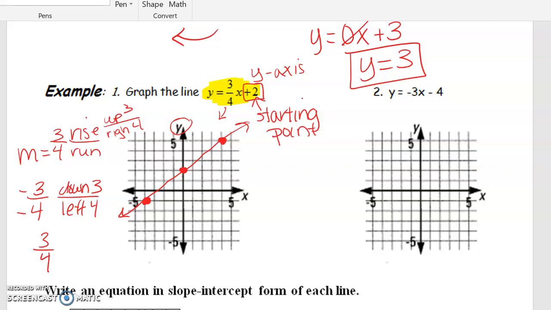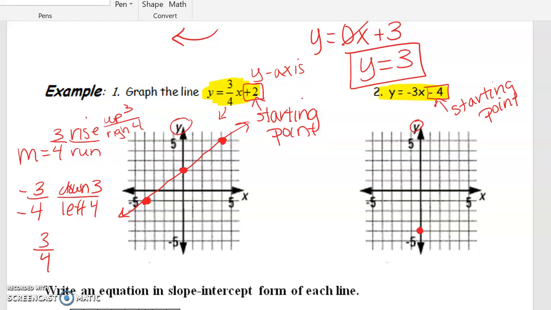Let's try another one. So let's look at number 2. Again, I'm given an equation in slope-intercept form, so I always want to start at this b value. B value is my starting point. Here you notice it's negative. That matters. Okay, on my y-axis, I want to go down to negative 4. This is my starting point.